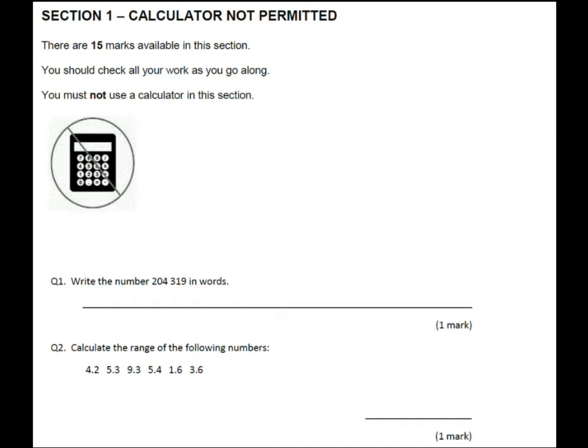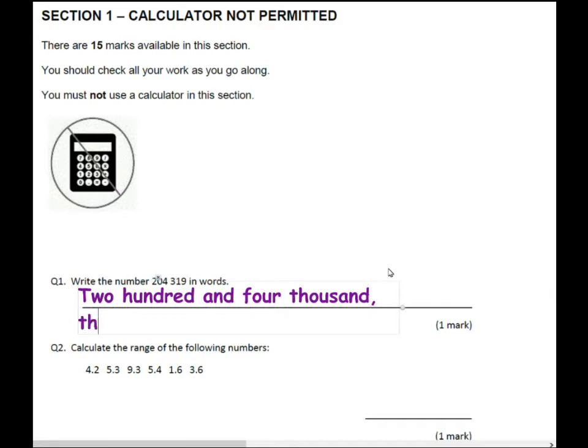Write the number 204319 in words. So those of you who know me will know my writing's pretty poor, so I'll type it out for you. It's 204,319.